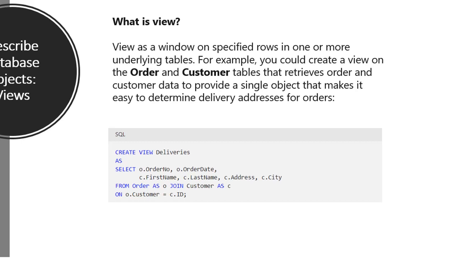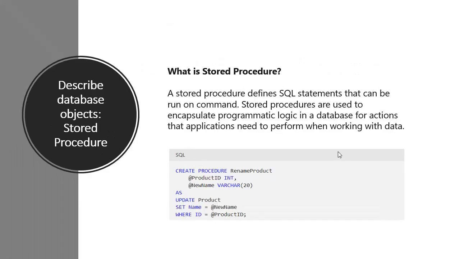So here we are taking data from two tables, order and customer, and just putting a join on both the tables using customer id. This way we are extracting and clubbing the required data from the two tables and putting it into the view. Next, coming to stored procedure.